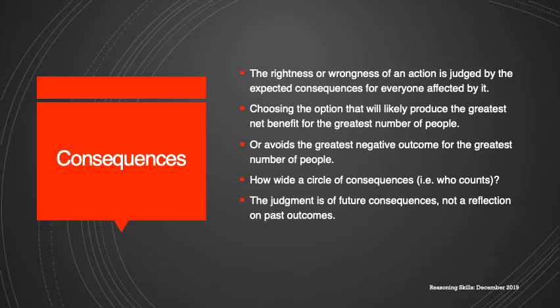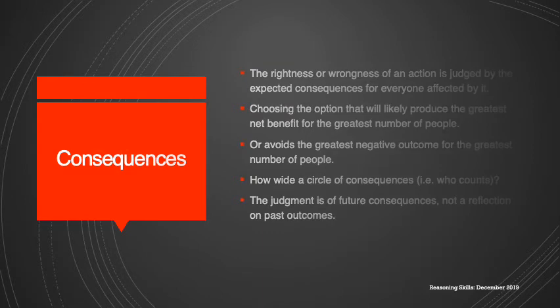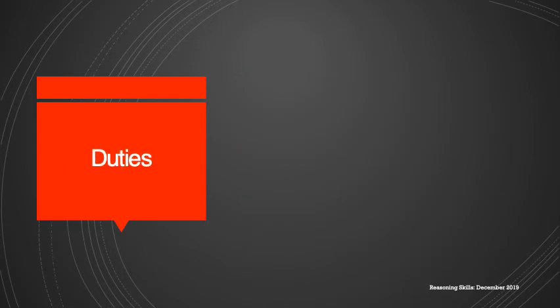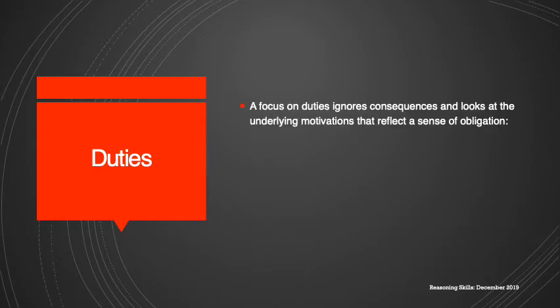The second one, in some detail, is duties. When we think about duties as a moral imperative, we are thinking about more general rules, and we are ignoring consequences and instead looking at what motivates our sense of obligation and responsibility. When we say things like, I should always do this or that, tell the truth, not inflict pain on others, these are general imperatives.